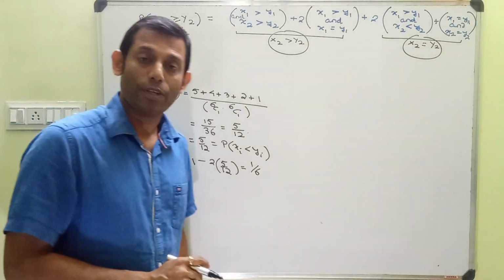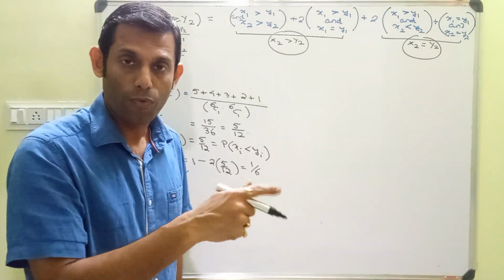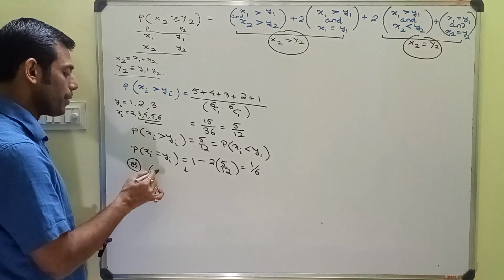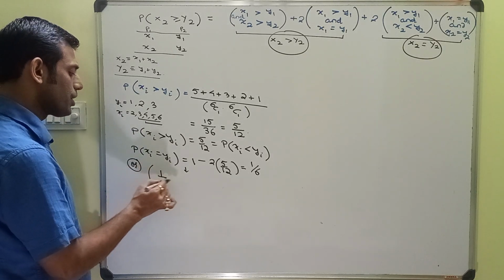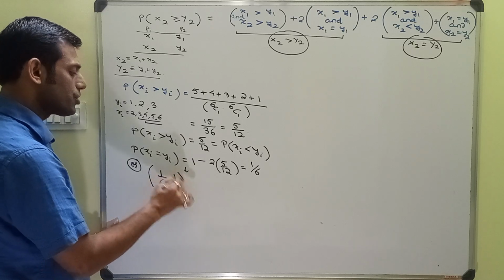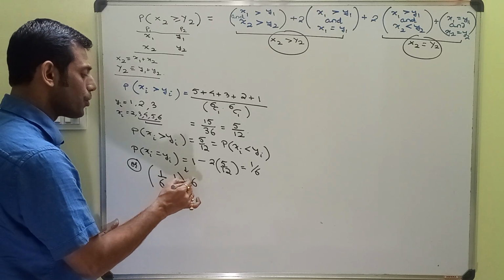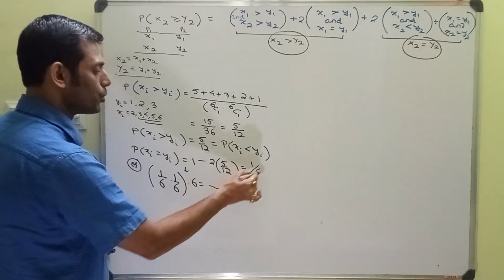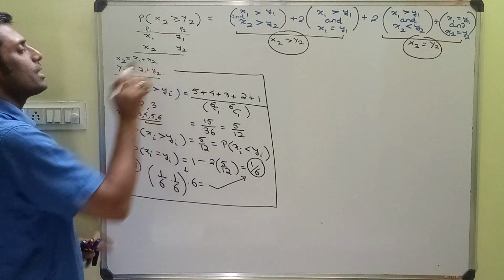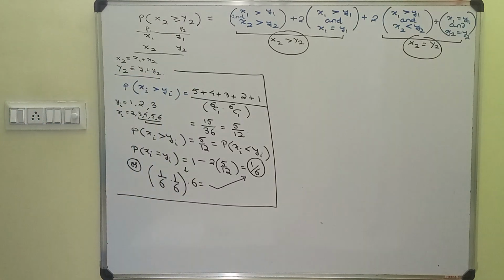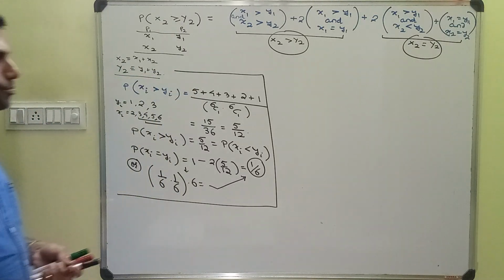How many scores are there? Only 6: 1, 2, 3, 4, 5, 6. Each of them occurring 1/6 times against the other, and 6 such possible cases lead to the same result. This is a basic set of calculation which we will require in this question.